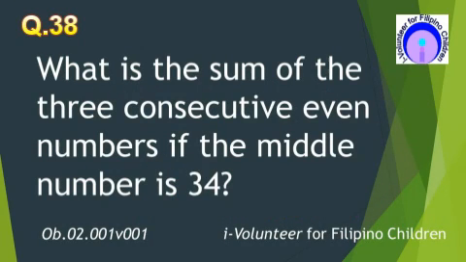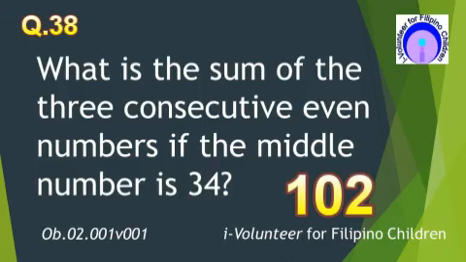Question number 38. What is the sum of the 3 consecutive even numbers if the middle number is 34? The answer is 102.